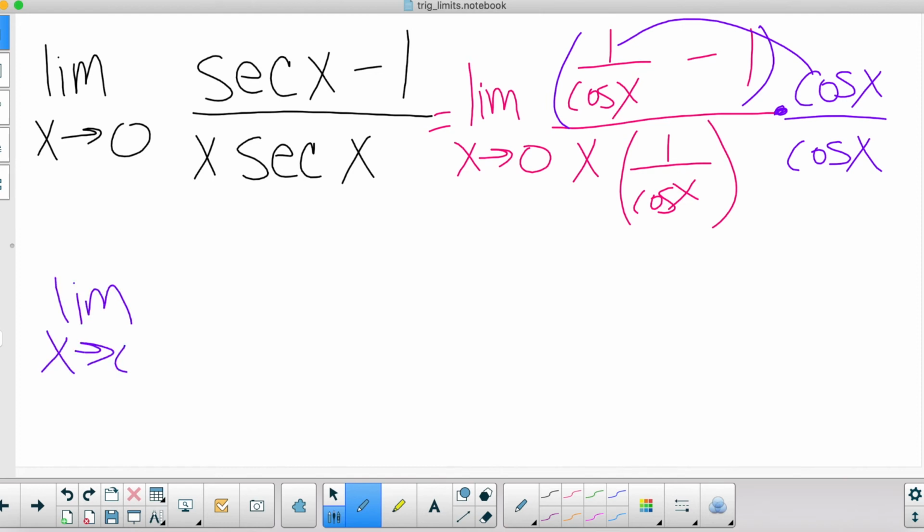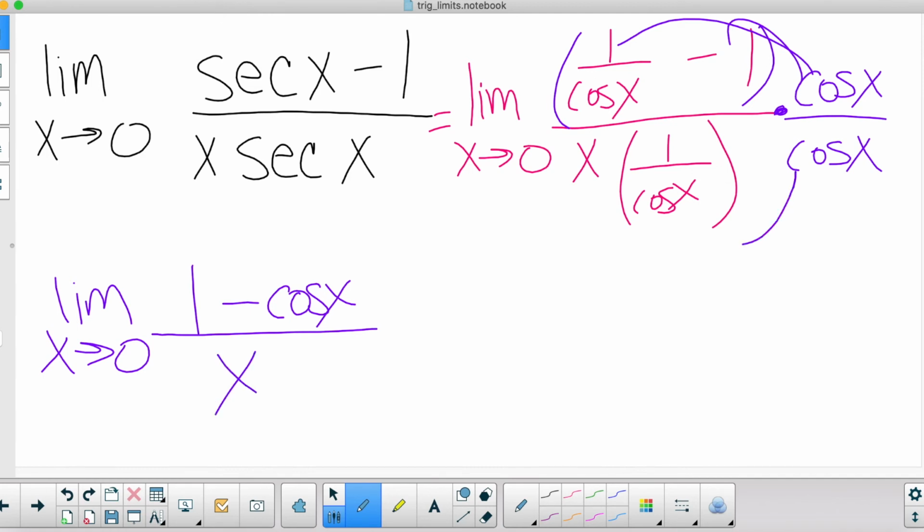Now let's multiply through. Cosine of x times 1 over cosine of x equals the limit. As x goes to 0, your cosines are going to cancel. You're just going to be left with 1. Now, cosine of x times minus 1, minus cosine of x. Now we're going to do that in the denominator. Your x is going to stay, and your cosines are going to cancel themselves out.